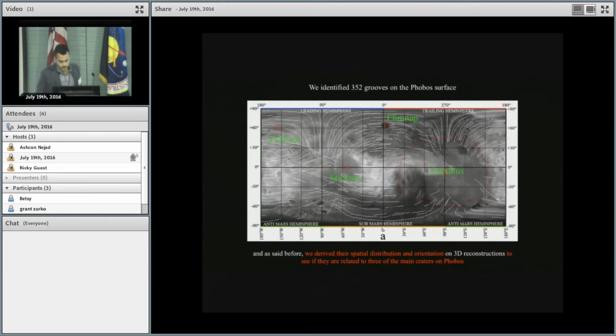So what did we do? We identified 352 grooves on the surface of Phobos, and then we derived the spatial distribution. Here, I'm just underlining three of the main craters that we see on the surface, and then you can also see them on the 3D shape model. I brought it, we printed it at the University of Padua. And this is the Stickney crater, this is the Gulliver crater, Flimnap crater, and then there is an area that we call Occultus, which is one of the areas where there are not a lot of grooves, but there are a lot of grooves that are radial to this specific area.